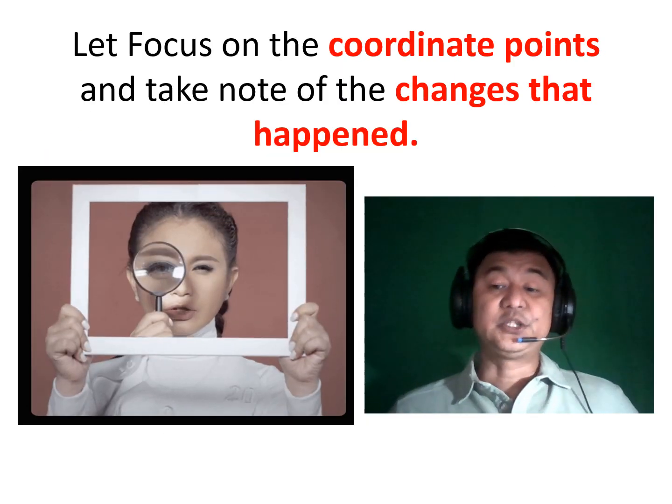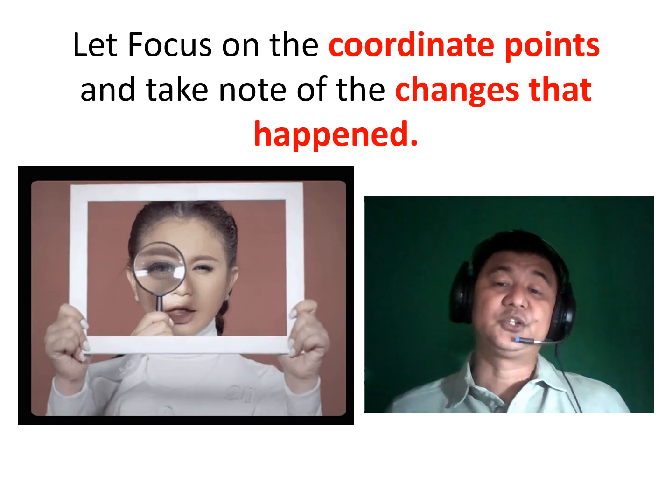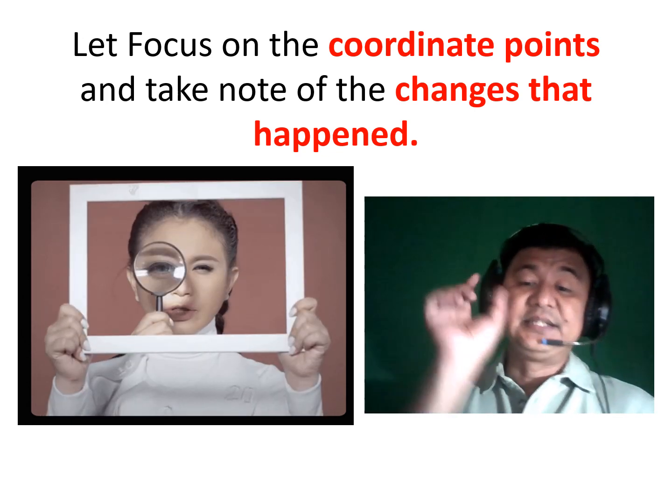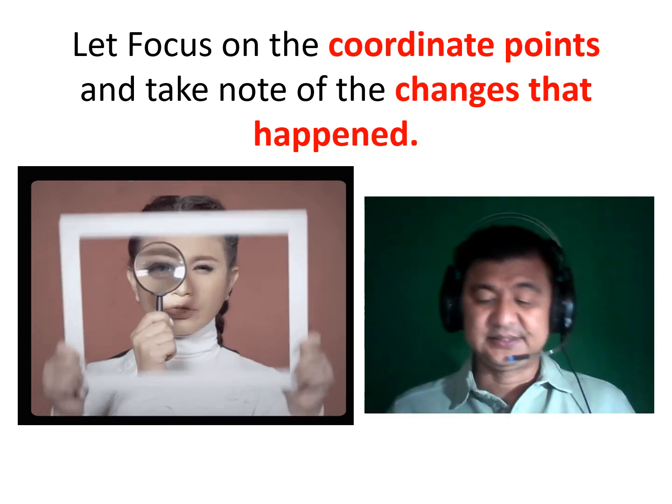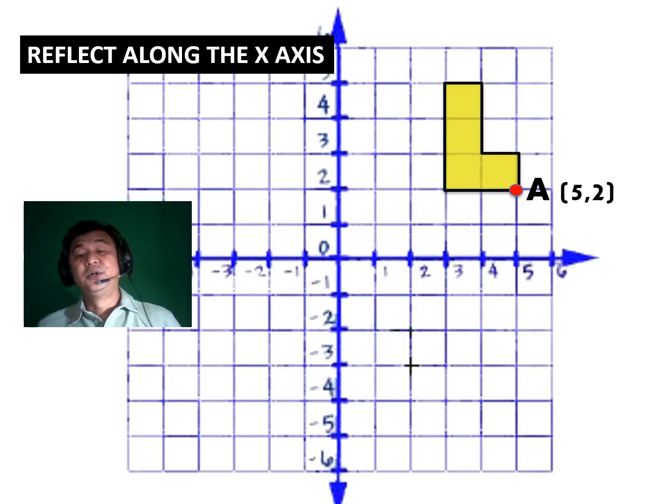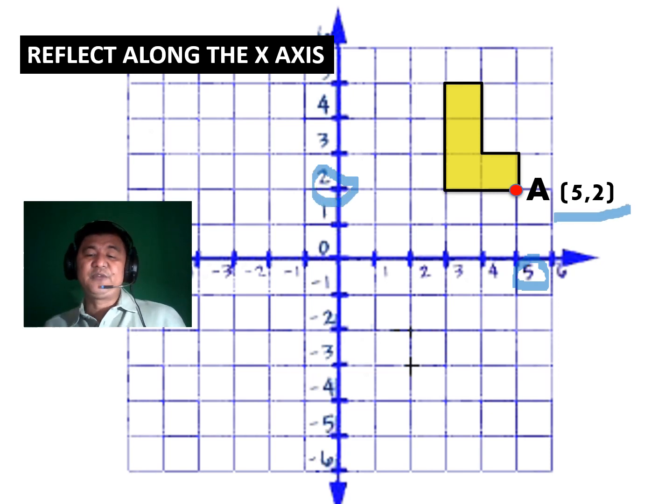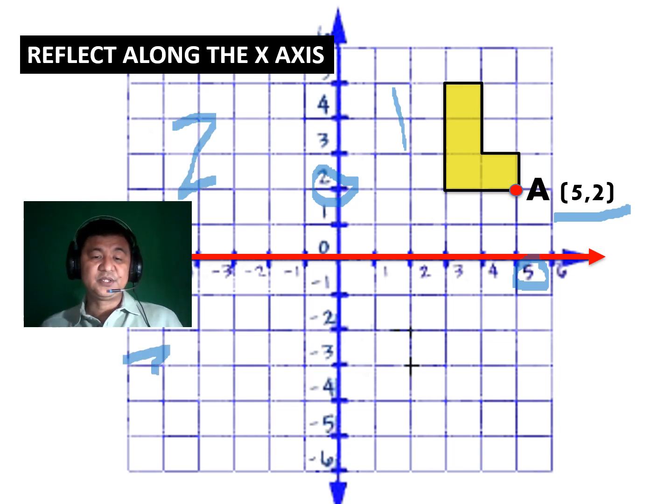Now we will focus on the coordinate points and we will take note of the changes that happen in the x and y axis. All right, so there are a lot of vertices here, but we just focus on one point, letter A. If you name A, that's going to be 5, comma 2. Obviously, we know how to name the coordinate point. Okay, so we will reflect along the x-axis. That's your x-axis. So where will the figure be in quadrant 1? Remember this quadrant 1, 2, 3, or 4.